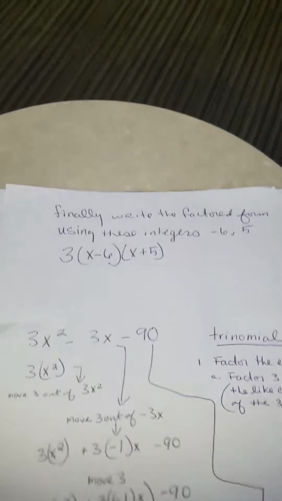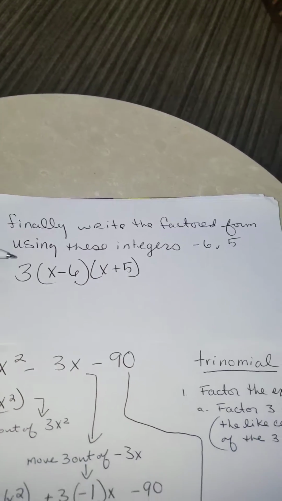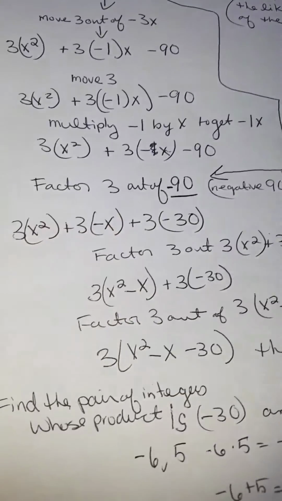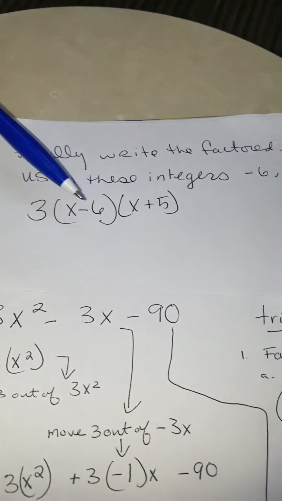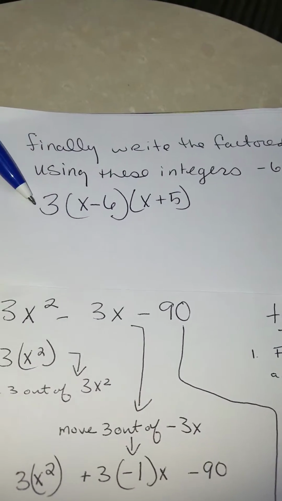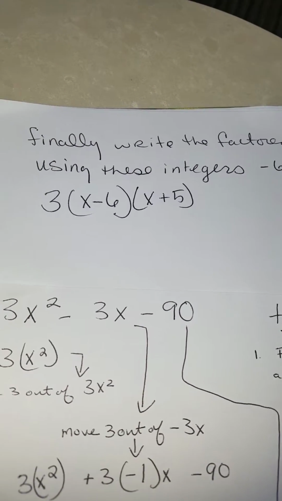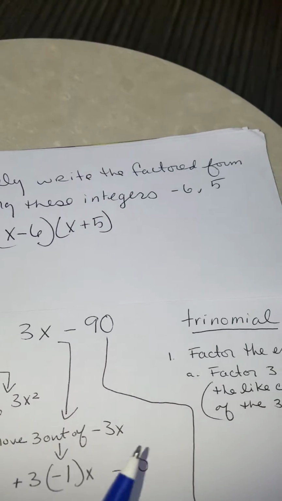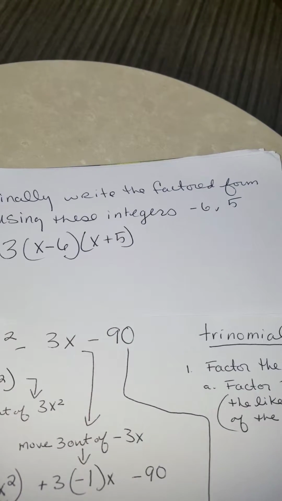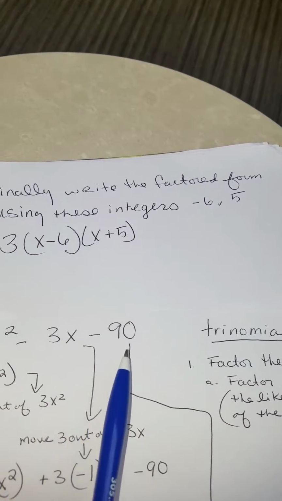And then finally we write the factored form using these integers, negative 6 and 5. We bring back the 3 that we had back here in the original formula, and then we have 3 times the first group, x minus 6, and then again it would be x plus 5. And then to check that, you can use the FOIL method, and when you FOIL that, it would bring you back to the original trinomial of 3x squared minus 3x minus 90.